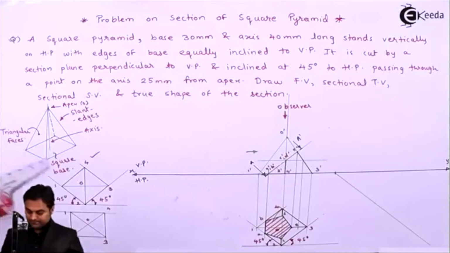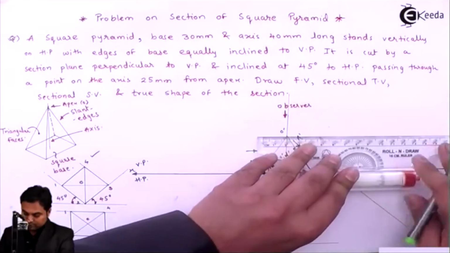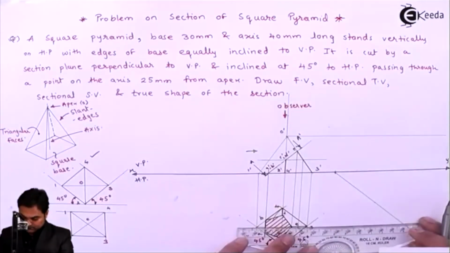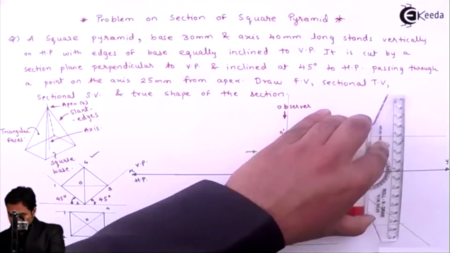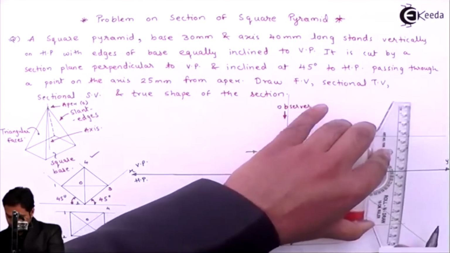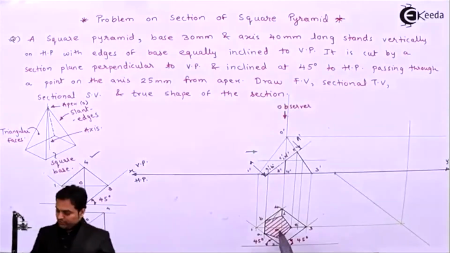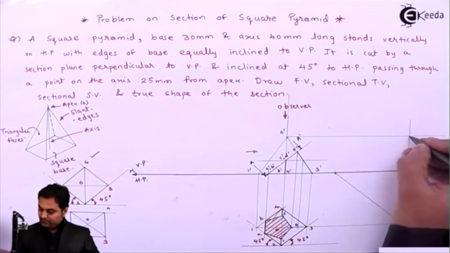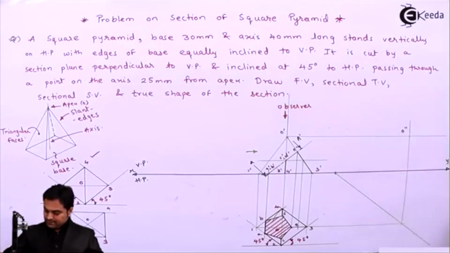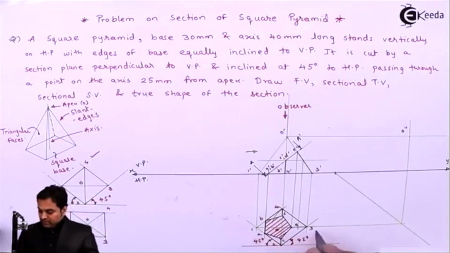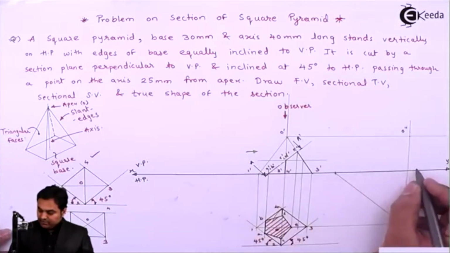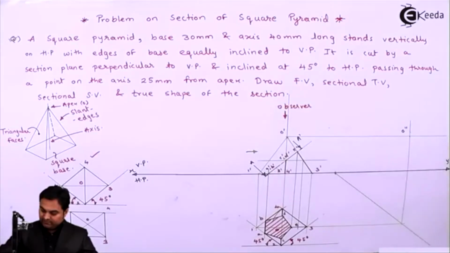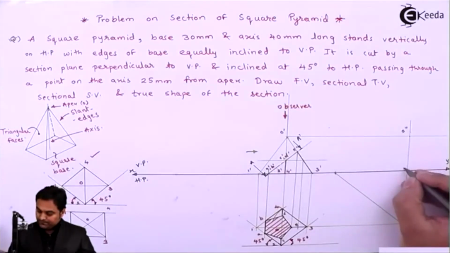Drawing a light line, projecting the apex first. So where this apex O and O dash intersects, that gives me the point O double dash. Then 1 and 3 are on the same line and 1 and 3 are on XY line. So here we have 1 dash and 3 dash.